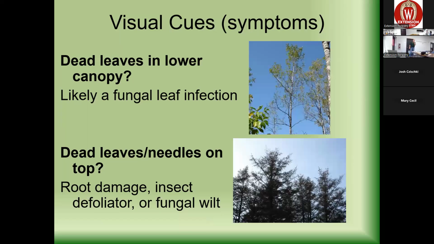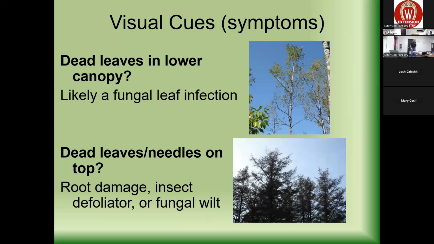If we got needles, all the dead stuff's up on the top of the tree, then that might suggest that either it's a larger wilt problem, the fungus is attacking this systemically, not allowing nutrients to get to the top of the tree.